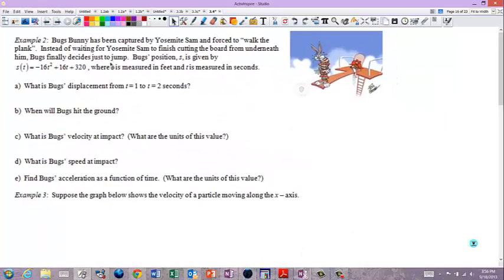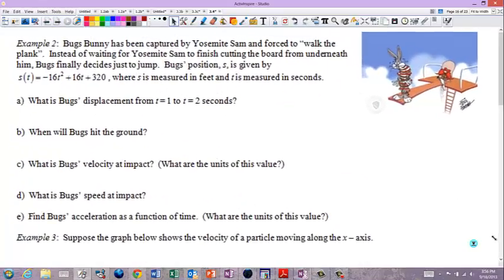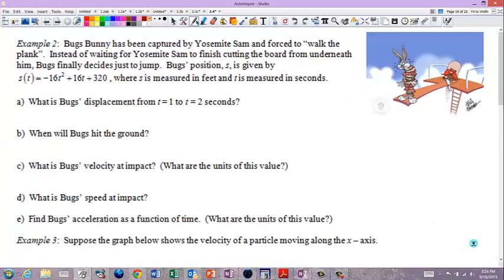Alright, here's Bugs Bunny and Yosemite Sam again. Or is this the first time we've seen Bugs? I think last time it was Wile E. Coyote. Bugs Bunny has been captured by Yosemite Sam and forced to walk the plank. Instead of waiting for Yosemite Sam to finish cutting the board from underneath him, Bugs finally decides just to jump.